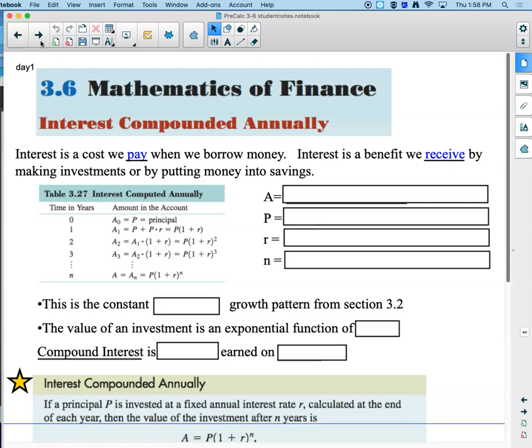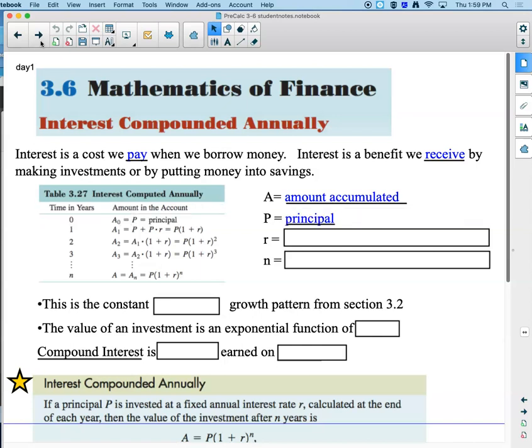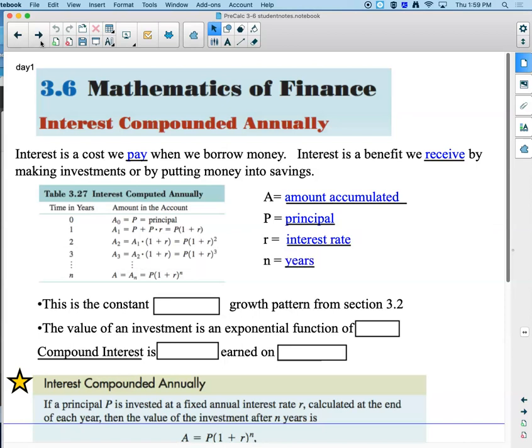Now, the letters that are used a lot when we talk about finance: capital A is the amount accumulated. How much did you have at the end of the year? Capital P is principal. Principal is how much money did you put in to start. Lowercase r is the interest rate, and that needs to be as a decimal. And then n is the number of years or number of time periods.